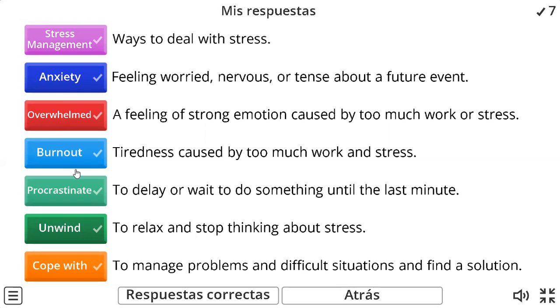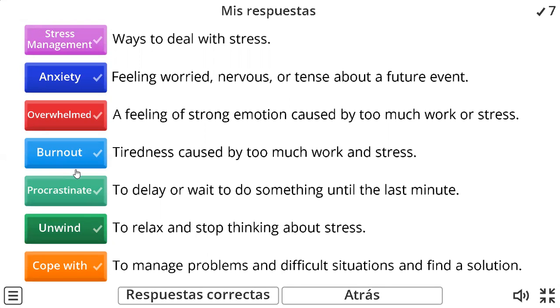Okay, procrastinate. Have you ever done that, guys? Have you ever delayed or waited until the last minute? Yes, always. Yes, teacher. Oh my goodness. So is it good to procrastinate or is it something negative? It's negative. Totally right. That gives you more stress. Exactly. You can relax the first days, but in the end, it's going to be worse.